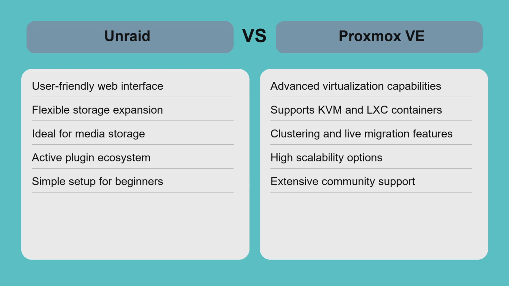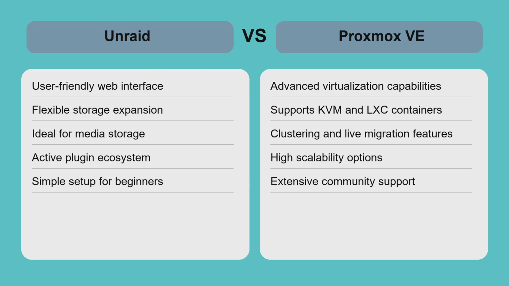Unraid excels in easy-to-manage mixed drive storage with integrated virtualization, perfect for media servers and simple home labs. Its user-friendly interface lowers the barrier for newcomers but lacks enterprise clustering features. Proxmox VE offers advanced virtualization with container support and clustering, ideal for complex setups requiring high availability and scalability. It demands more technical skill and does not manage storage natively, relying on external solutions.